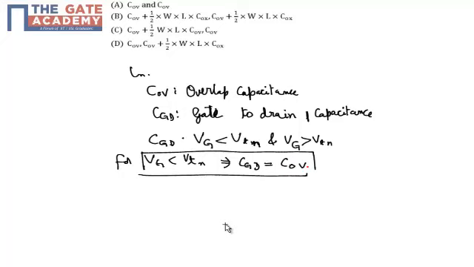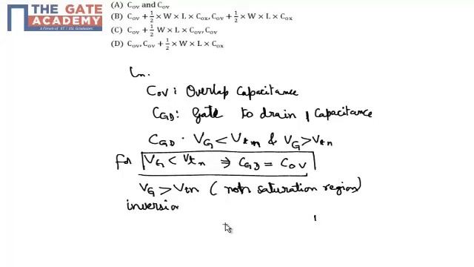Next, for VG greater than VTN, that is non-saturation region, inversion layer will run from source to drain.